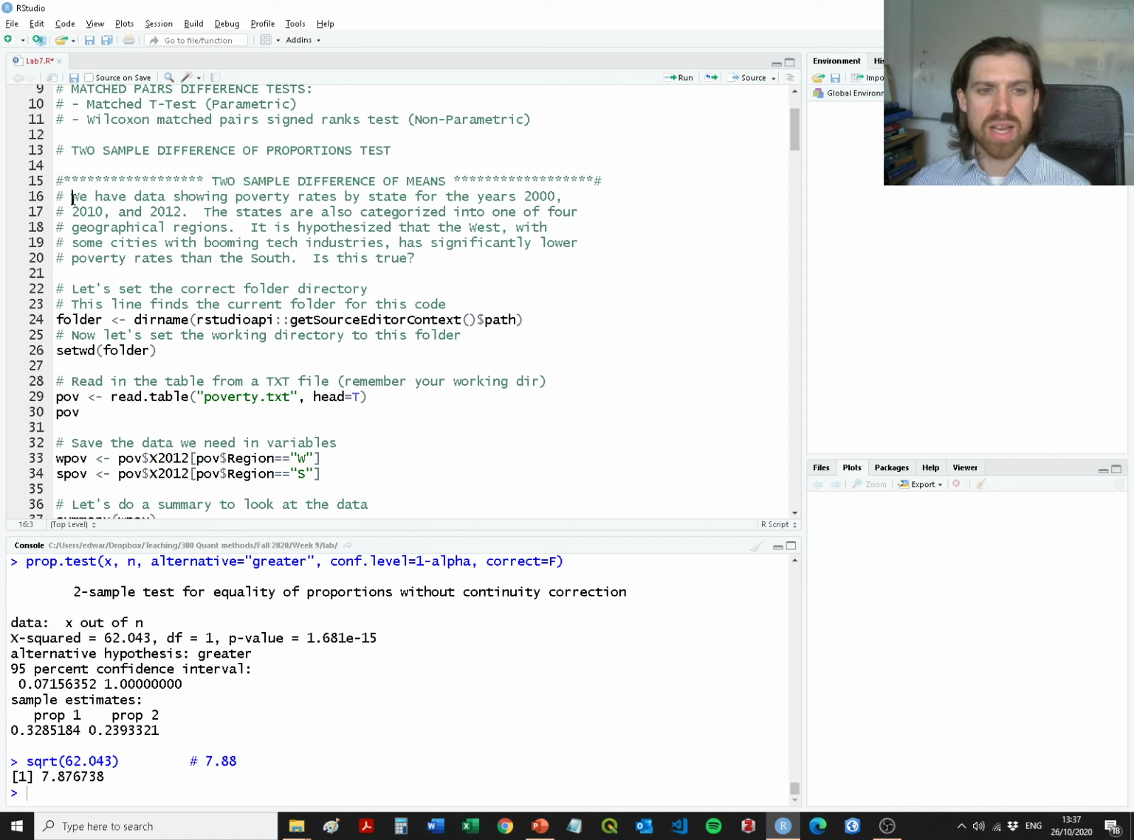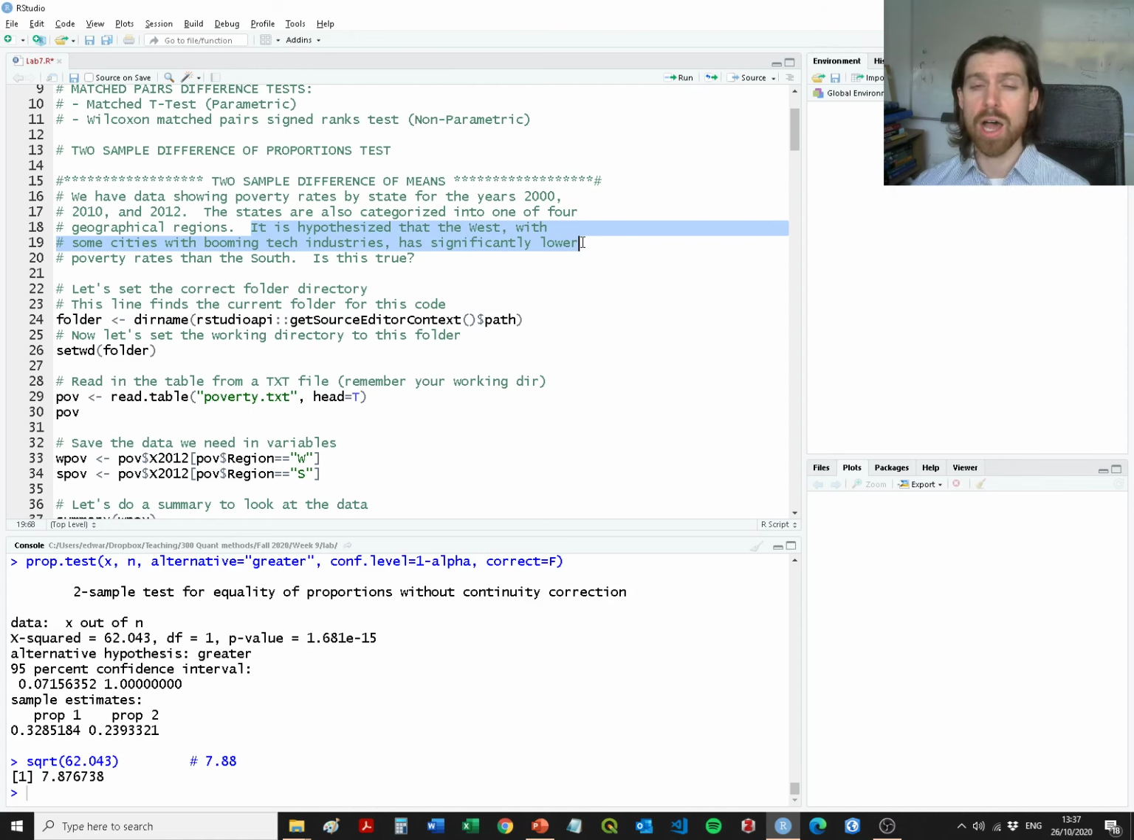means. So imagine that we have data showing poverty rates by state for three different time periods, so the year 2000, the year 2010, the year 2012. And the states essentially are categorized into one of four geographical regions, which I'll show you in a second. It's hypothesized that the West of the United States, given the fact in many cases it's got a very booming tech industry, as a consequence there would be lower potential poverty rates when compared to the southern states in the US. So the question is, is this true?